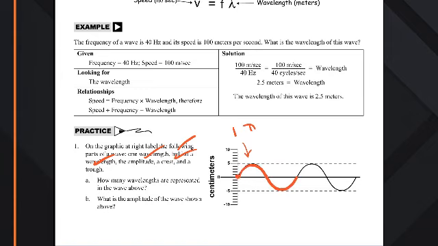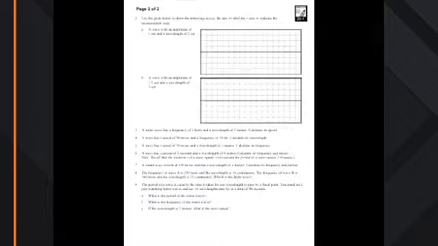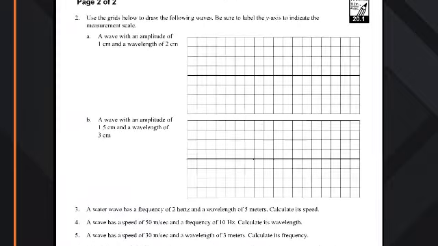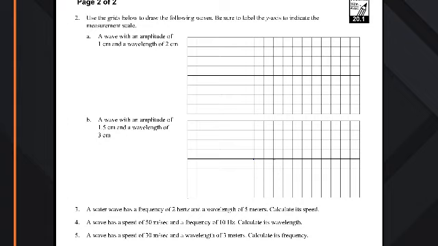Okay. It says letter B, what is the amplitude of the wave shown? Well, how many centimeters up off of the equilibrium is that? Let's go to the next part. This is making sure you know how to draw your waves.